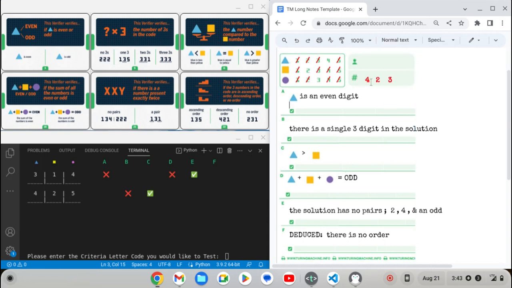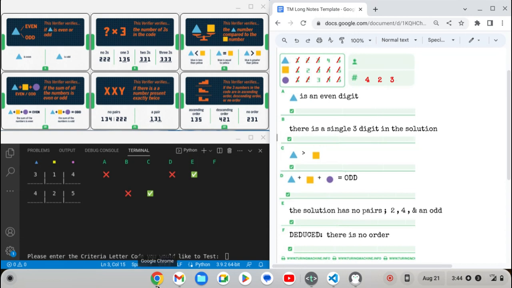There we go, 423, and let's do a quick review. Is the first digit even? Yes. There is a single 3 in our solution, yes. The first digit is greater than the middle, yeah, 4 is greater than 2. The sum is odd, it is indeed. There are no pairs, they're all distinct, and we do have a 2, a 4, and an odd, yes. And finally, there's no order, because it goes from 4 to 2, so it decreased, but then it increased from 2 to 3. So yeah, that has no order.